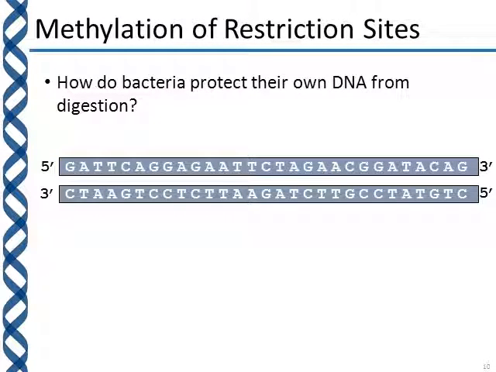So let's return to the concept of how bacteria protect their own DNA from digestion. Here, just as we initially discussed, this is showing a section of DNA from the 5' to the 3' ends. Here highlighted in the darker blue is your restriction site. It's palindromic. And normally here your EcoRI will cleave between the G and the A on both strands.